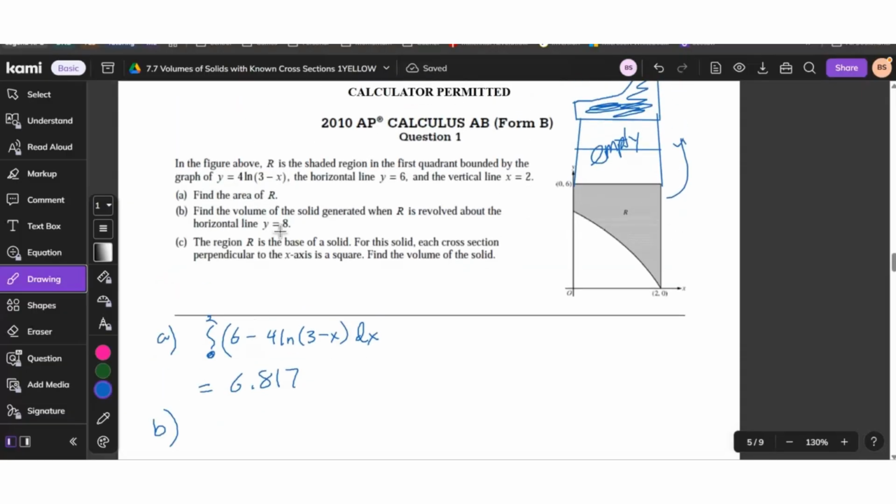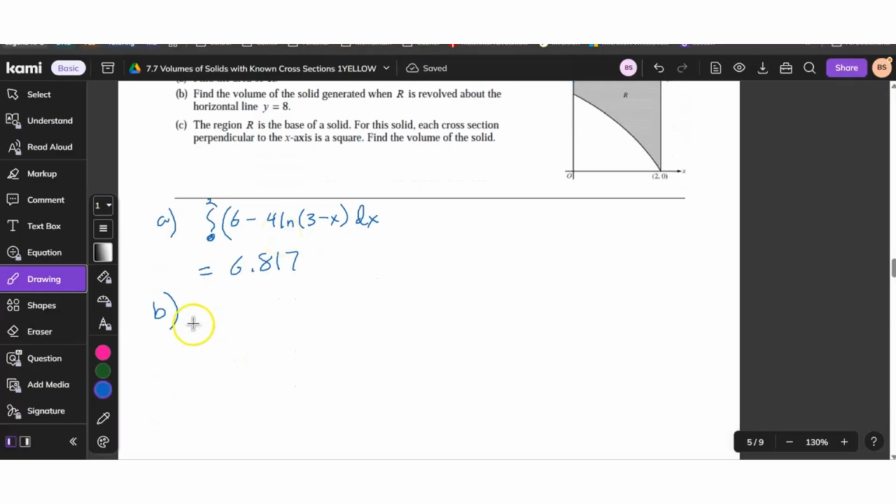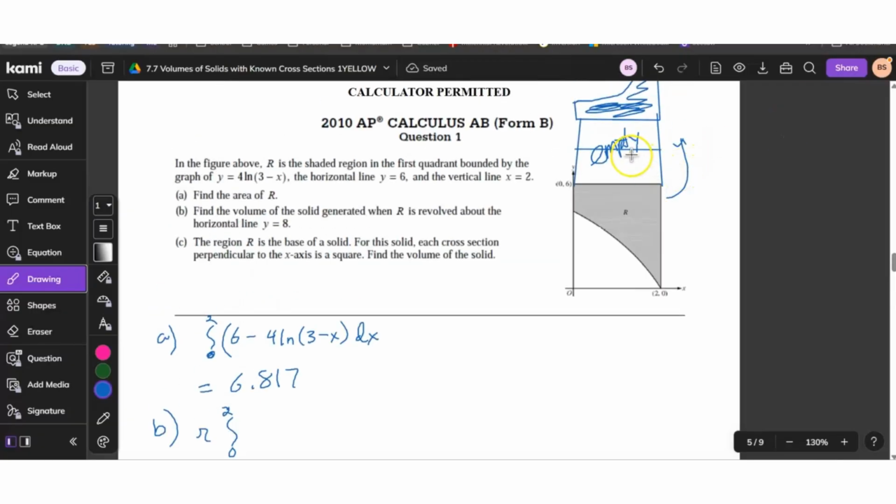All right. So when we're doing a rotation, what has to go in front? What's the coefficient? Pi. It's just a circle. Still goes from 0 to 2, right? Now this time, if we're rotating it about this line, which function is now further away? The ln, right? Because what you can do is always just draw a line and see closer, further. That's all you got to do.